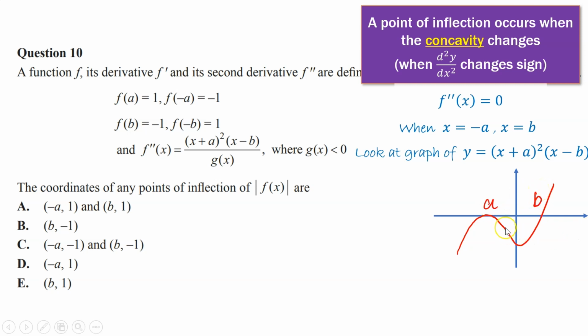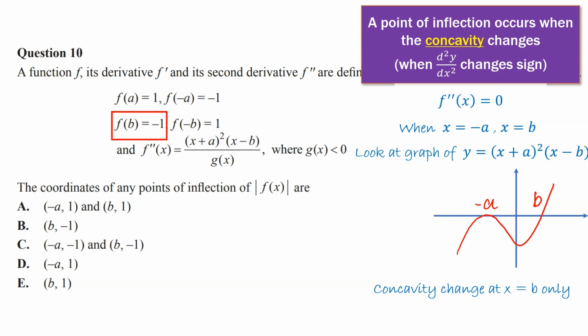Whether a is negative or positive doesn't really matter. It's going to have a turning point at x equal to negative a. So it cannot have a point of inflection there because the second derivative is not changing sign. If it's negative, it's going to stay negative. If it's positive, it would stay positive. So the concavity can only change at x equal to b. That is the only point where we can have a point of inflection. Now that rules out most of the options, leaving only b or e.